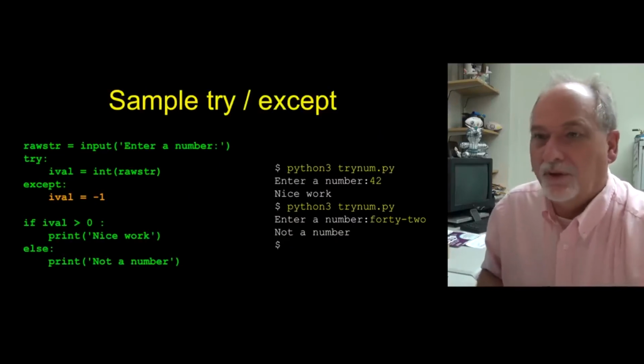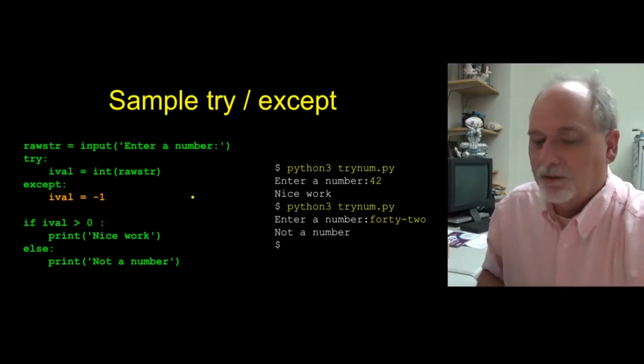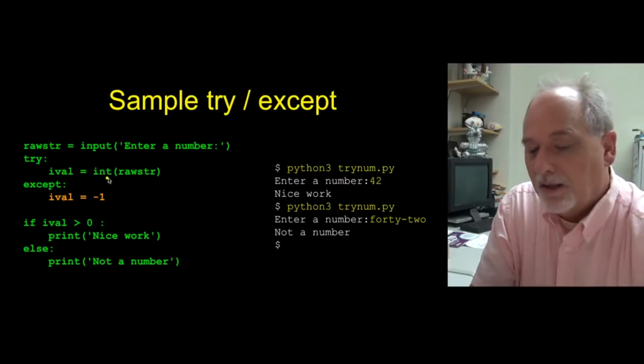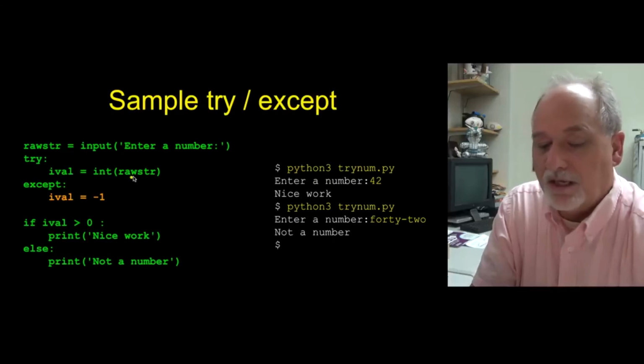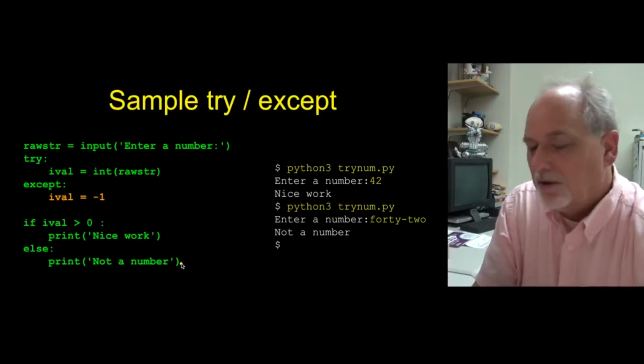So this is a more common real-world example where the user is going to type some data. And it's users that get us in trouble. Our program starts by asking the user to enter a number, and we know that this could be dangerous. So we're going to put the conversion from string to integer in a try block, and we're going to set -1 if that's a failure. And then if it's greater than 0, we'll say nice work, and if it's less than 0, well, not a number.